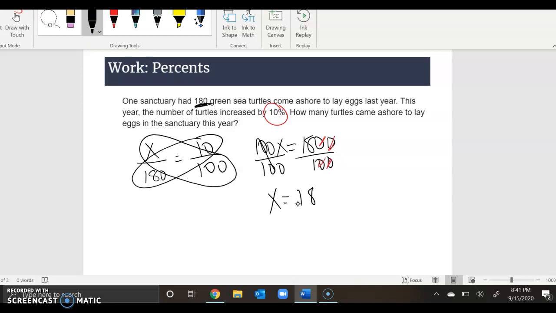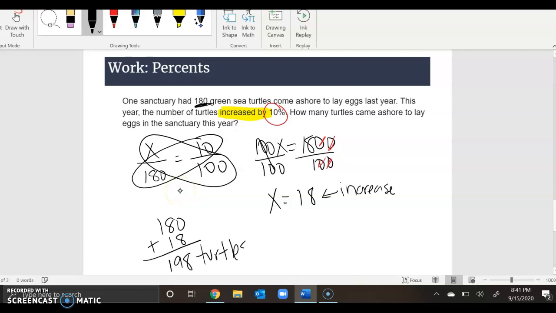Okay? We had 180 turtles last year, and then that has increased by 10%. 18 is not bigger than 180. 18 represents our increase. So to get our final answer, we have to add 180 turtles from last year plus our 10% increase, which we now know is 18 turtles. So now put those together, we have 198 turtles for this year.